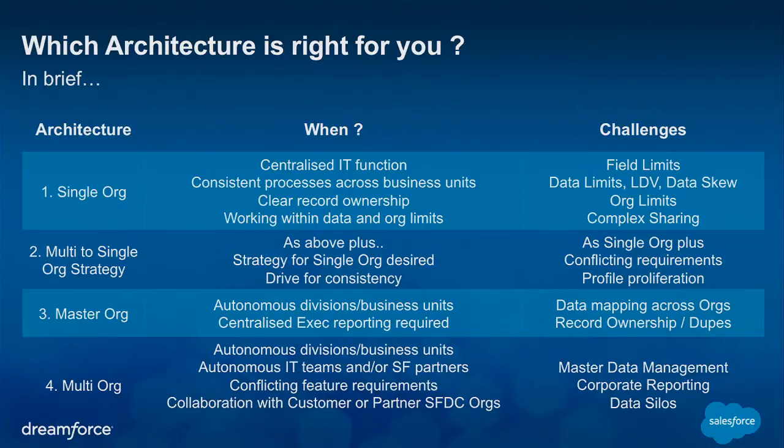And then finally, the multi-org. So again, if you're autonomous units, they have independent IT teams or different Salesforce partners as their suppliers. You have conflicting feature requirements. So one part of the division wants to use Chatter, one part doesn't. One division wants to use a certain custom setting or certain setting, another one doesn't. So also, if you want to collaborate with your customers and partners' own orgs, then you're in this multi-org scenario. You can still be one of these as well, but when it comes to your external network, you're multi-org.